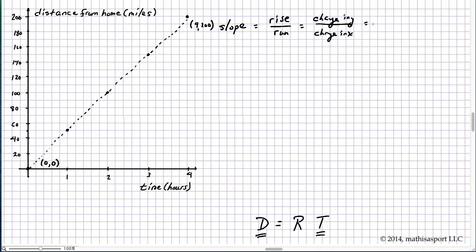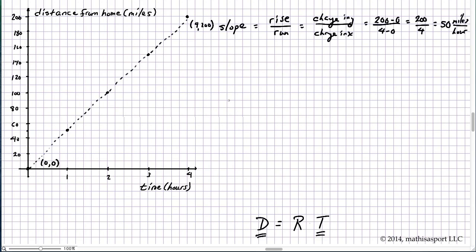So how much does the y change? Well, it's 200 minus 0. How much does the x change? It's 4 minus 0. Gives me a change of 200 over 4, which simplifies down to 50. Now, what about the units? Well, they're the y units over the x units. In this case, miles divided by hours.